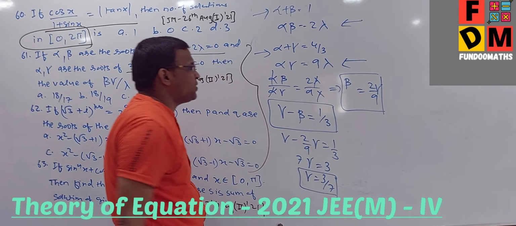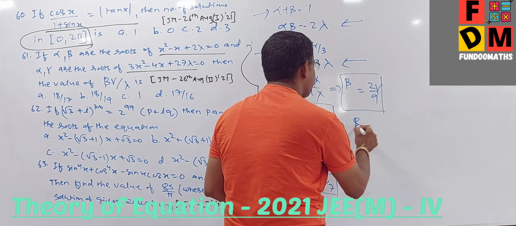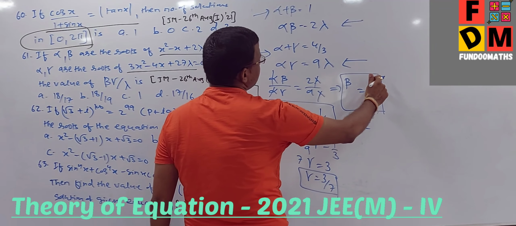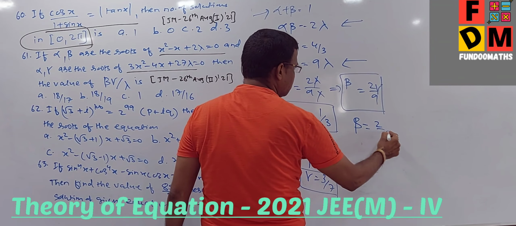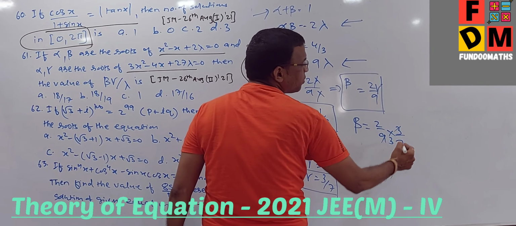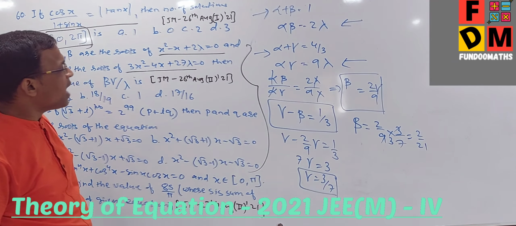So I got gamma is equal to 3 by 7. Put it over here. So that gives me beta: gamma is equal to 3 by 7, so 2 by 9 into 3 by 7. So you get 2 by 21 as your beta. What else do we require? Lambda.